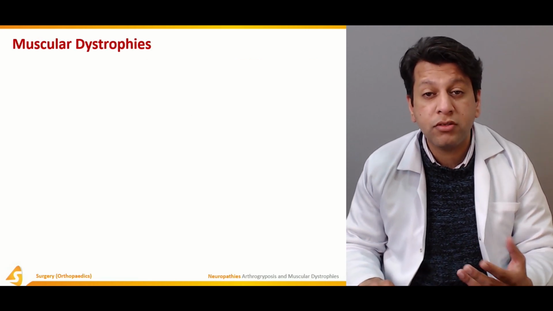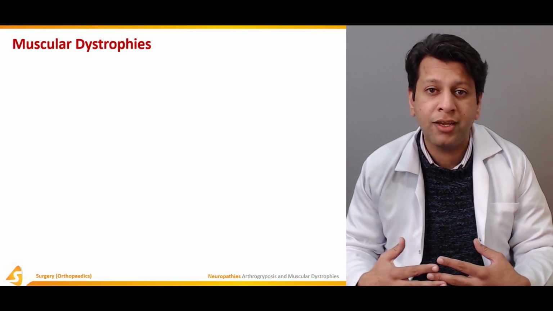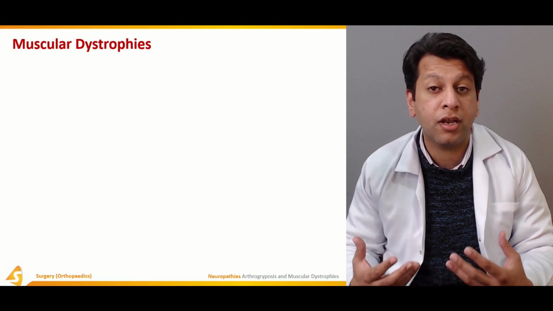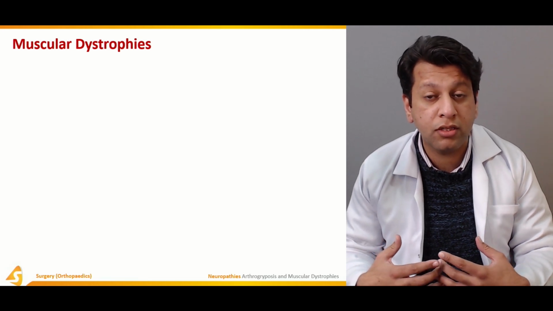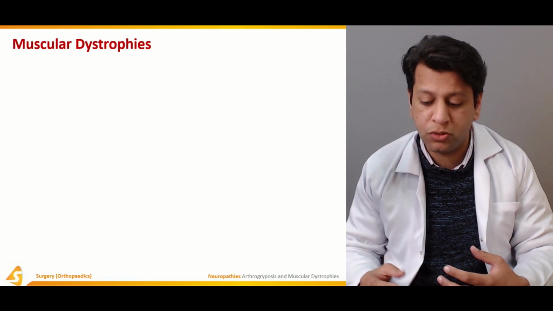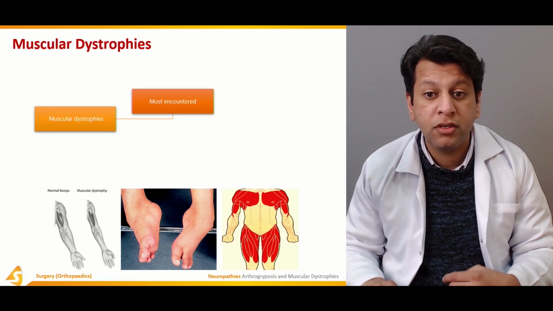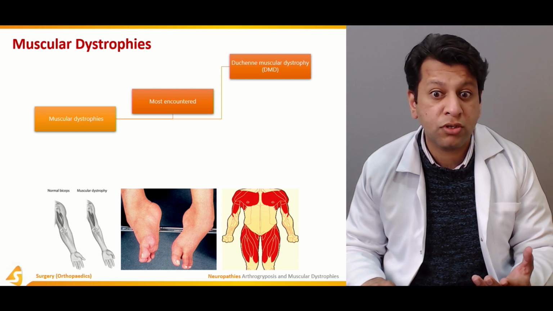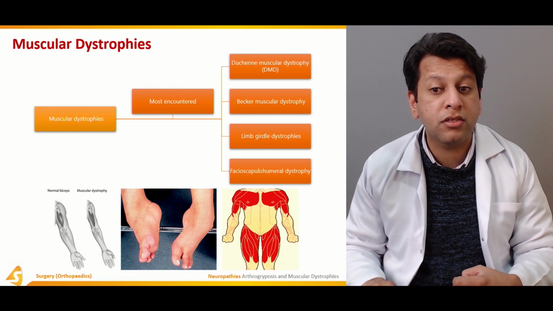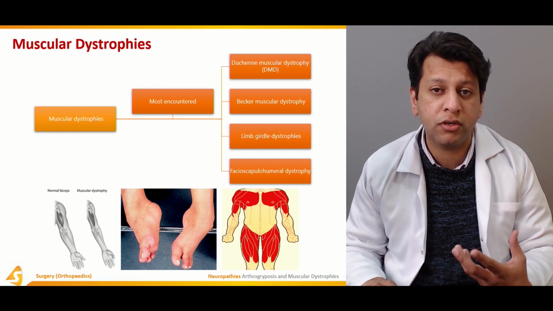Coming to the muscular dystrophies, they are rare diseases, but they usually affect children. They are called dystrophies because these muscles lack a protein called dystrophin, and this absence results in muscle weakness and the classical presentation of muscular dystrophies. The most common of them, and the one mostly encountered, is Duchenne muscular dystrophy. Others include Becker muscular dystrophy, limb girdle dystrophy, and fascioscapulohumeral dystrophy, which mainly affects the scapular muscles, shoulder, and face muscles.